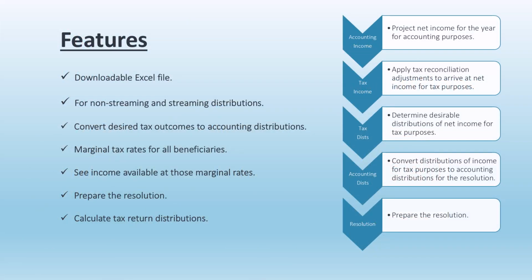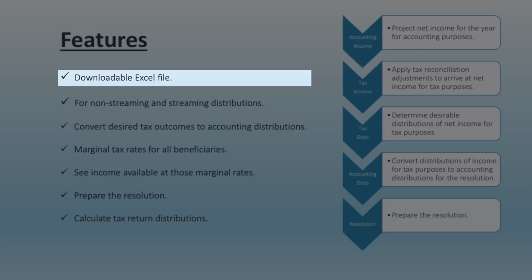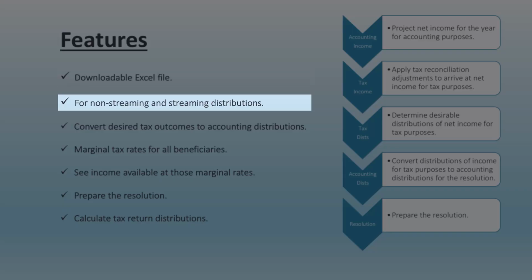Our trust distributions calculator has been designed to help you calculate tax-effective distributions by your discretionary trust clients. Our calculator is an Excel file. You download it from our website and save it in your document management system with other client records. This gives you total control and easy access in future. You can use it for both non-streaming and streaming distributions.